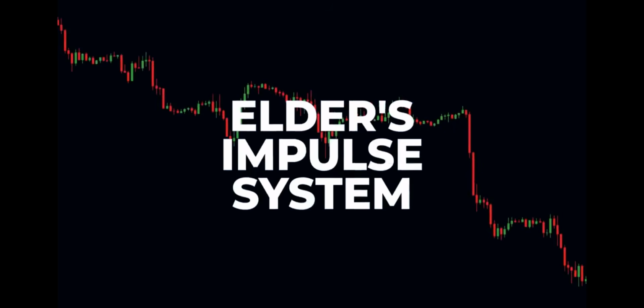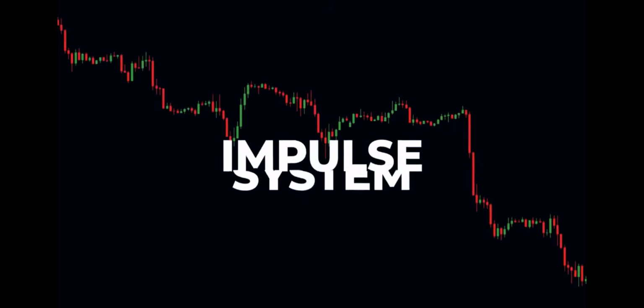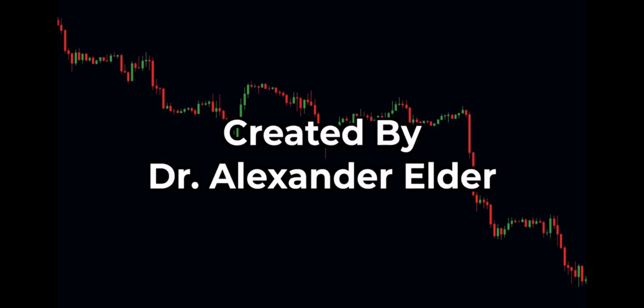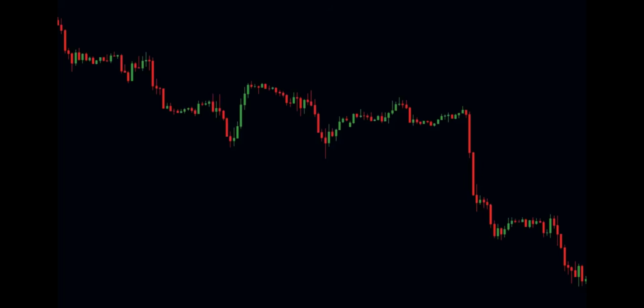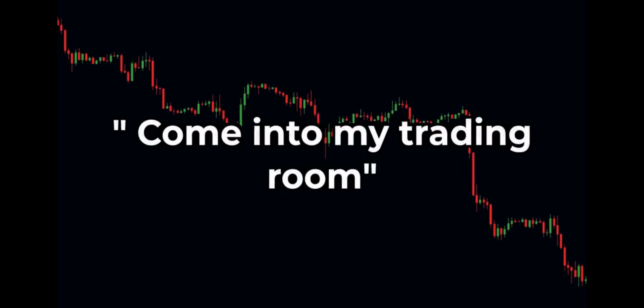The name of the strategy is the Elder's Impulse System. The Elder Impulse System is a strategy that is named after its creator, Alexander Elder. Dr. Alexander Elder is an American trader and author. His works on technical analysis are in high regard among the trading community. In his book titled Come Into My Trading Room, he revealed this system.